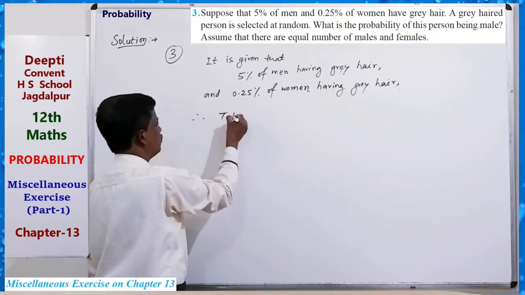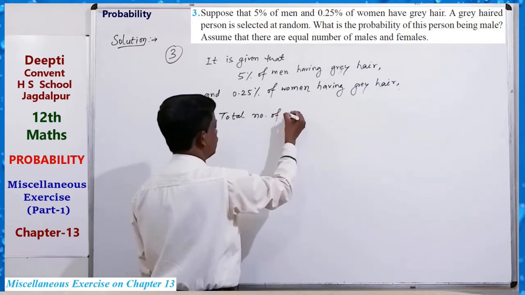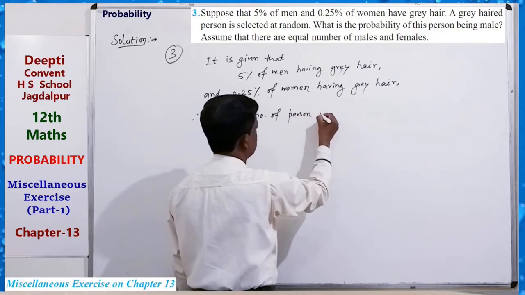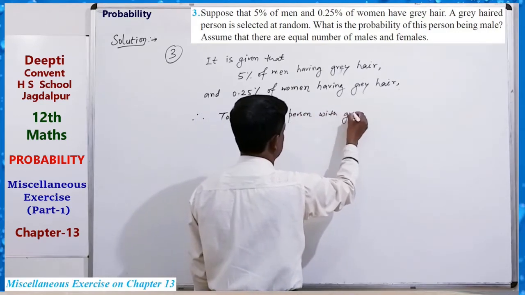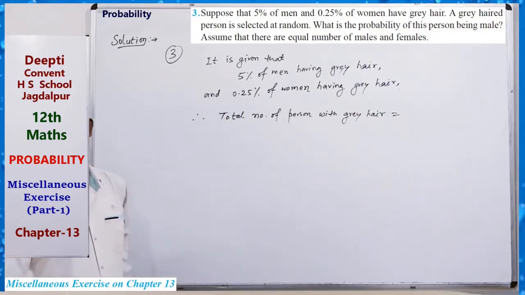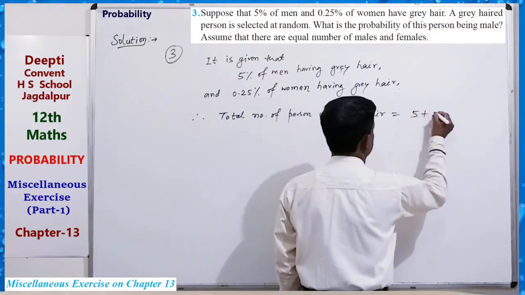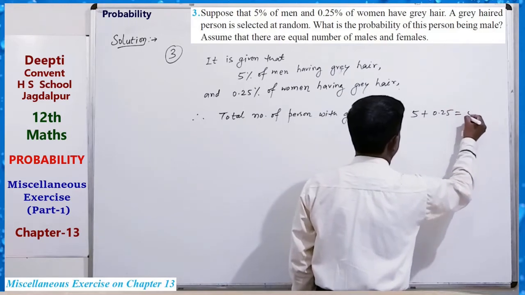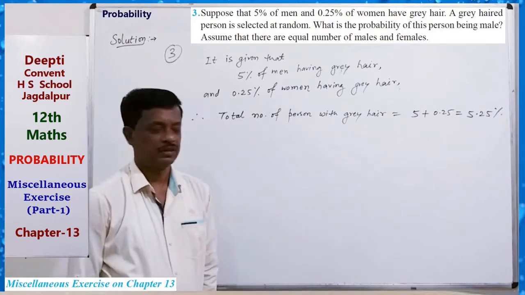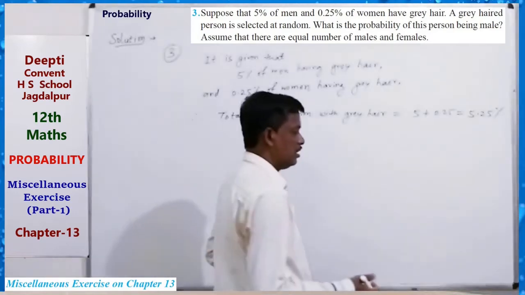Therefore, the total number of persons with gray hair, men and women, is 5 plus 0.25, which equals 5.25%. Thus the required probability is that the selected person having gray hair is a male.